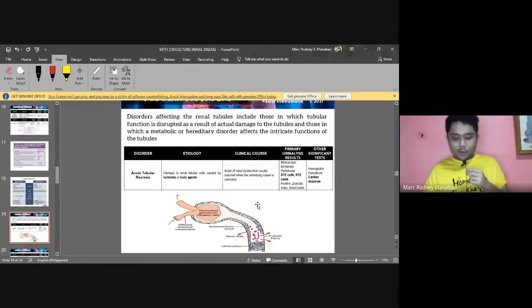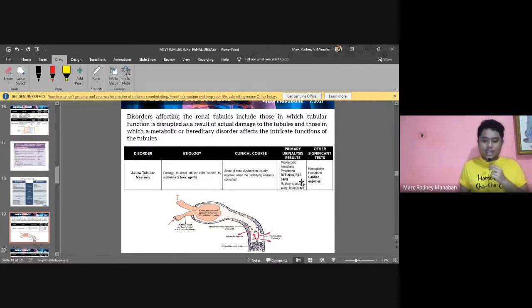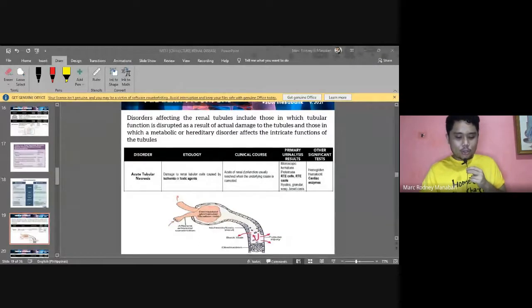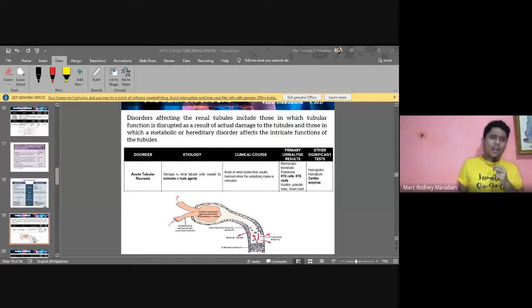Okay? So of course, for UA results, we can see RTE cells and RTE casts because the tubules are affected. Other significant tests, of course, are hemoglobin, hematocrit, and the cardiac enzymes because again, there could be ischemia. There could be an obstruction in the blood flow, possibly from the heart to the kidney, through the blood vessels. So we can measure the cardiac enzymes. Okay? That's for acute tubular necrosis.